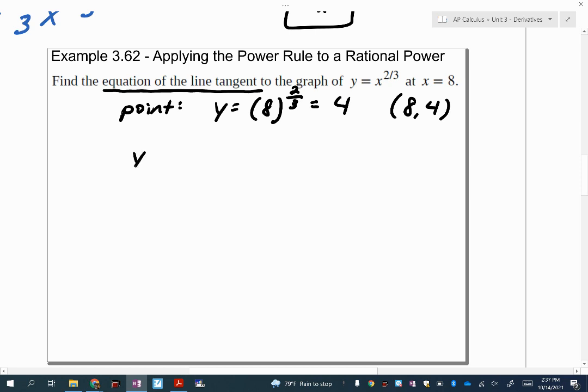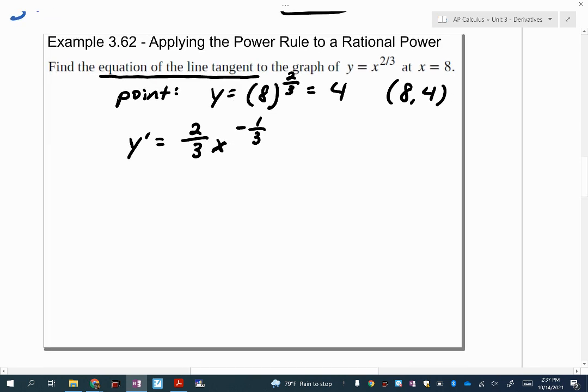Find the derivative of y. So that's going to be 2/3 times x, and I'm going to subtract 1 from 2/3. So 2/3 minus 3/3 is negative 1/3. All right, plug in my 8. So y prime of 8 is 2/3 times 8 to the negative 1/3.